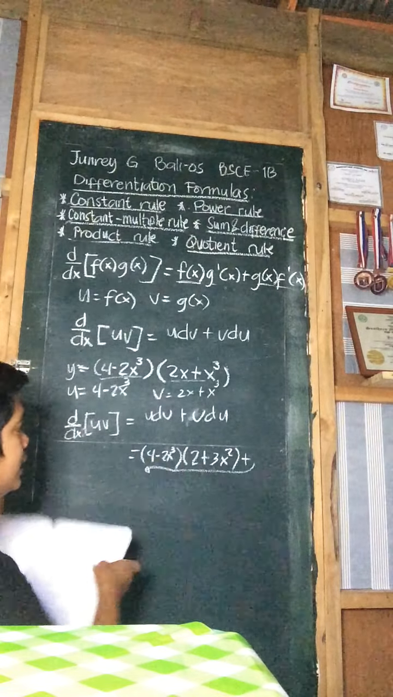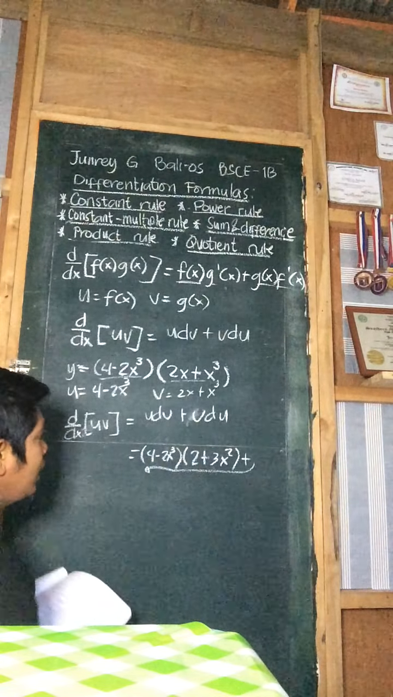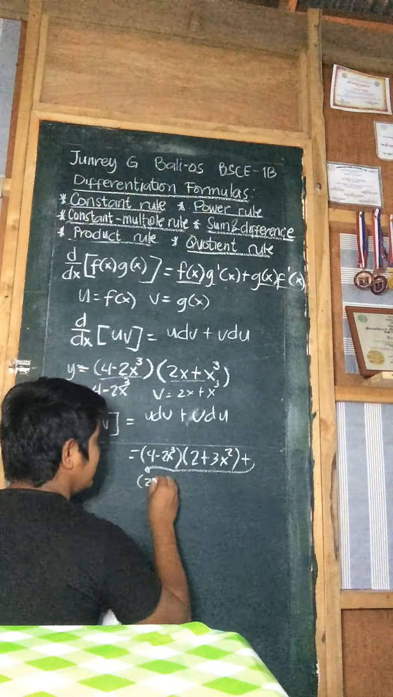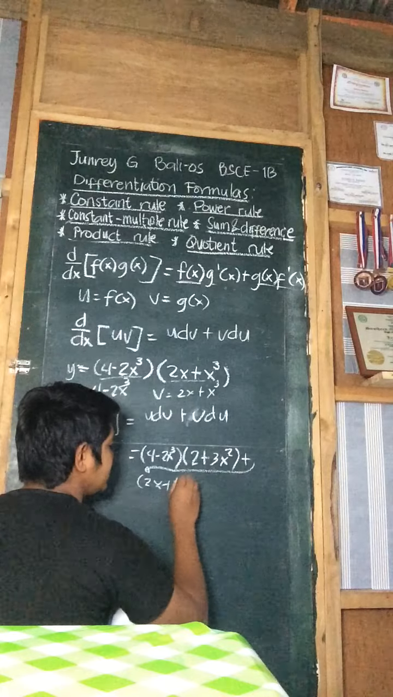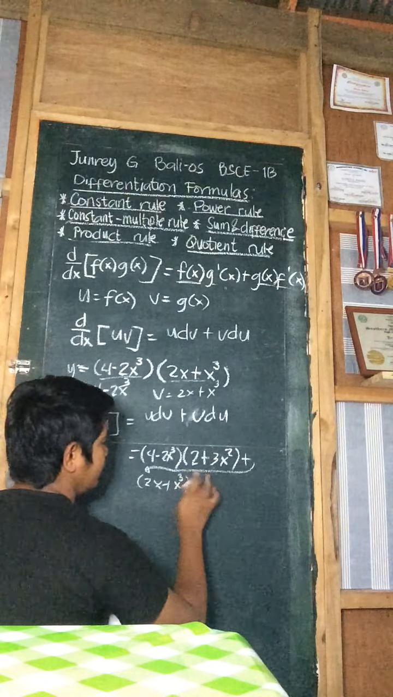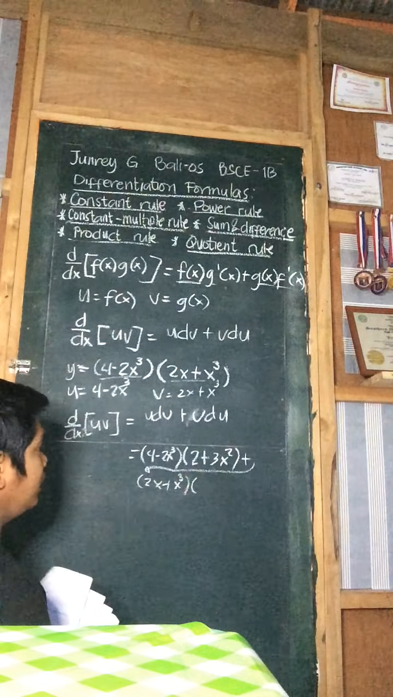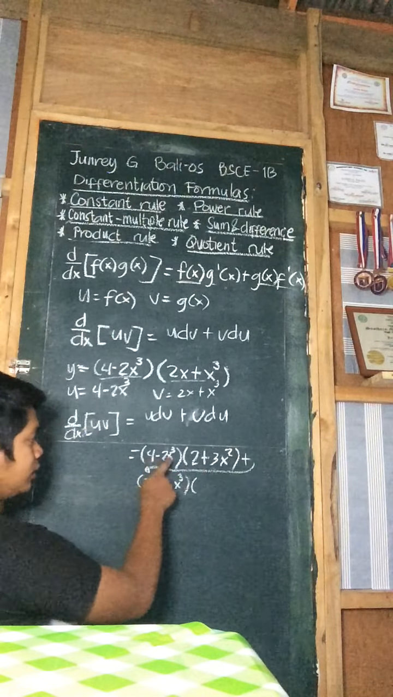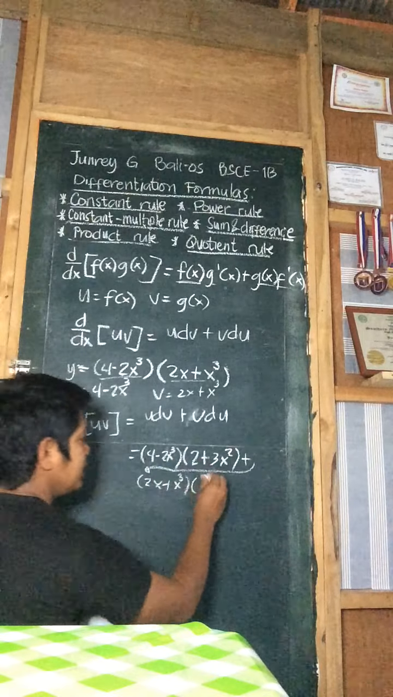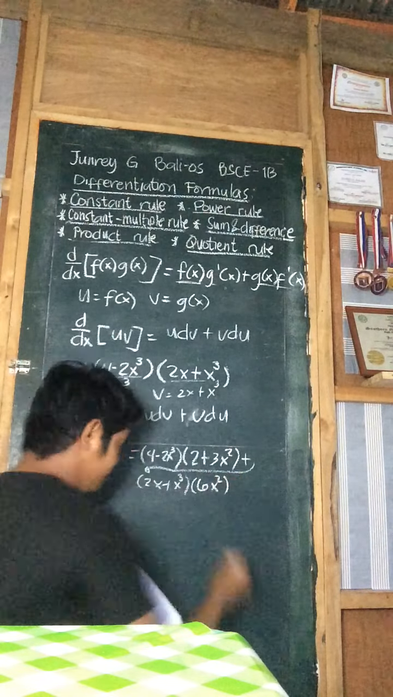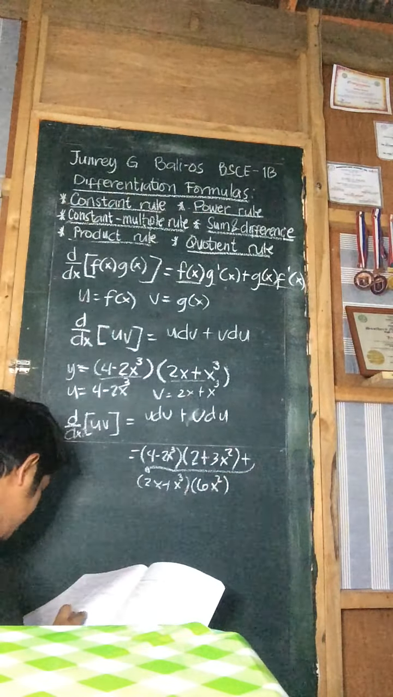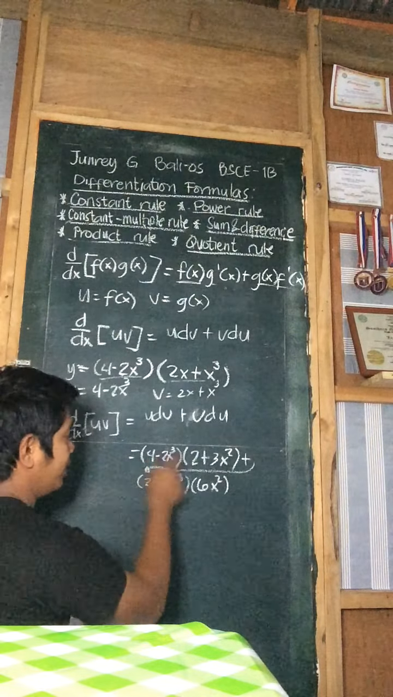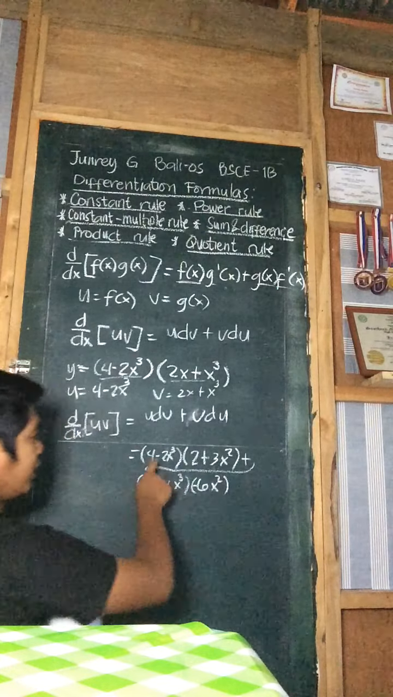Plus, dito na lang natin continue sa baba. v du, I mean. So the v function here is 2x plus x cubed times the derivative of u, which is 0, magiging 0 na to, and then ito magiging 6x squared. Tama ba? Okay, correct. Magiging negative pala kasi minus.